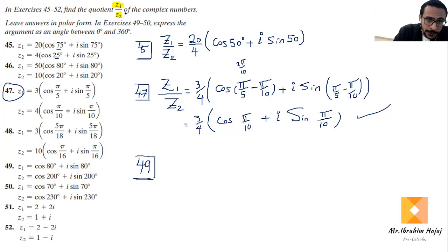We would like to find the quotient Z1 over Z2 of the complex numbers.